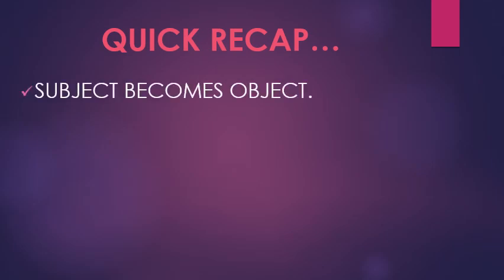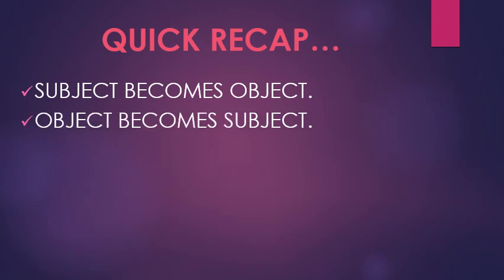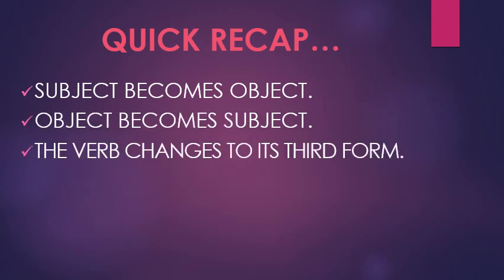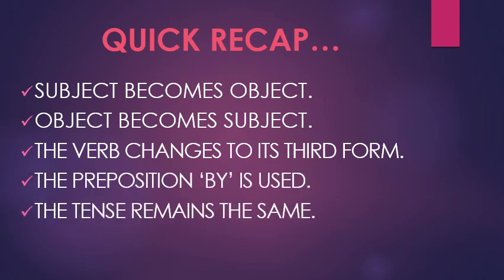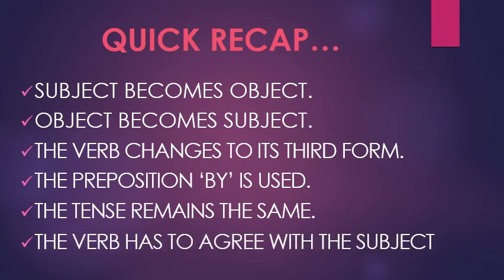Let us have a quick recap. Subject becomes object. Object becomes subject. The verb changes to third form. The preposition by is used. The tense remains the same. And the verb has to agree with the subject.